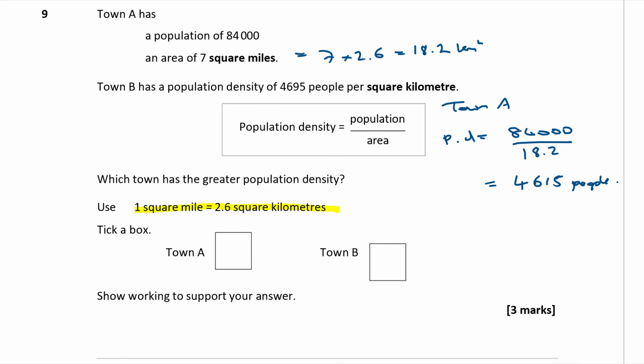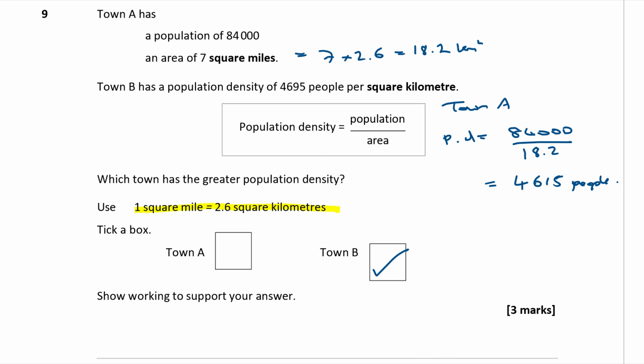Okay, so then comparing that to town B, you can see that it's slightly less dense, isn't it? I've got 4,615 versus 4,695. So town B is more dense. Which way do I have to do it? Which town has the greatest population density? It's going to be town B. Going to tick that box there.